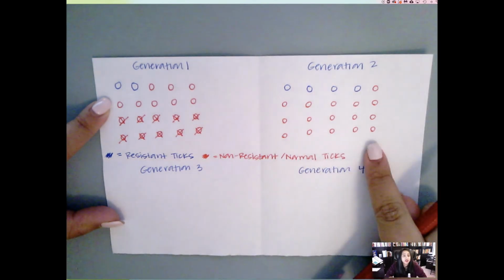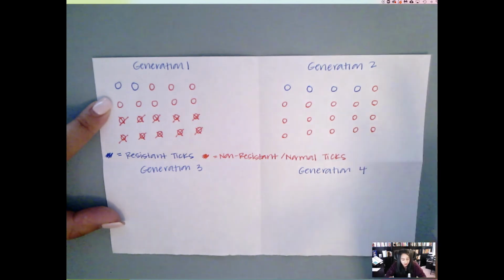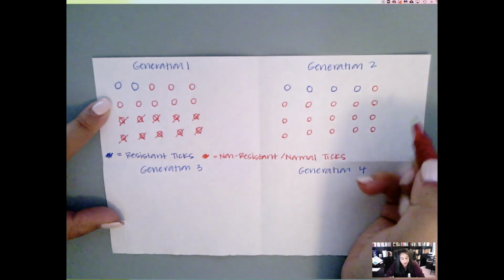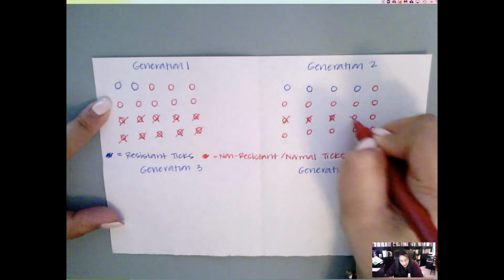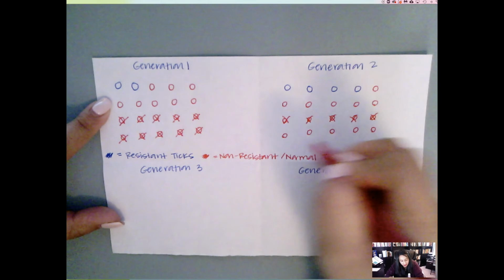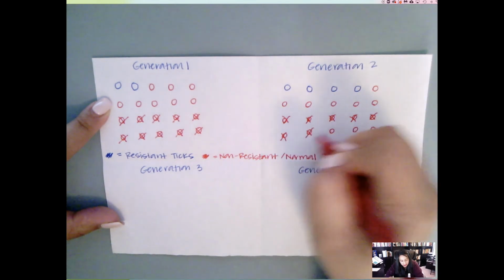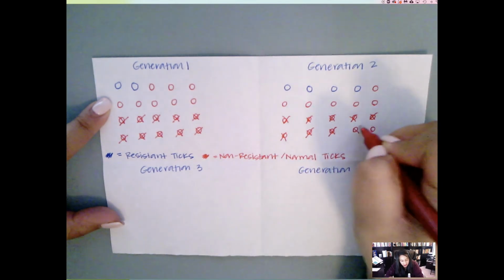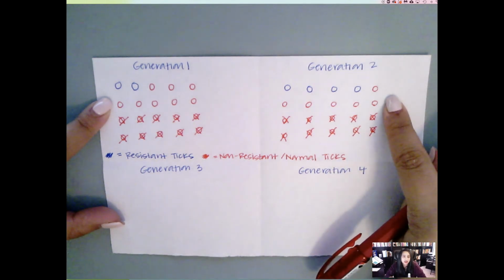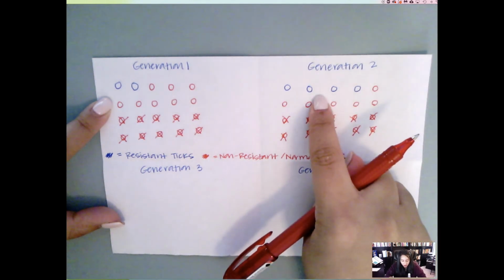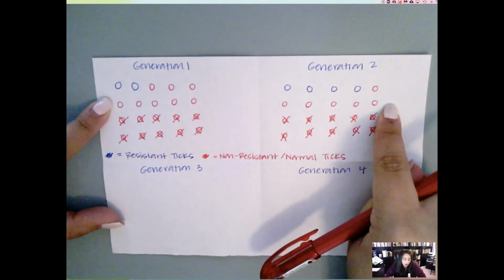Again, when generation 2 is exposed to permethrin, okay, it's going to kill off 10 more of these non-resistant ticks. So we're going to cross off 10 of these red non-resistant circles. So 1, 2, 3, 4, 5, 6, 7, 8, 9, and 10. Okay, so we have 10 survivors. 4 of them are resistant and 6 of them are not resistant.